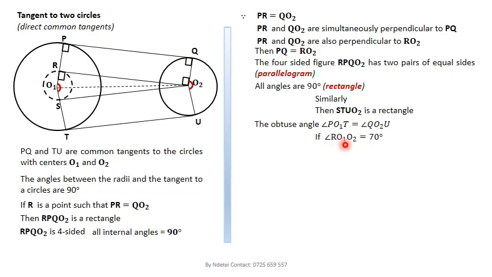Now if the angle RO1O2 is 70, then we know the angle below it, that is SO1O2, must be 70, and RO1S should be 140 because it's 70 times 2.